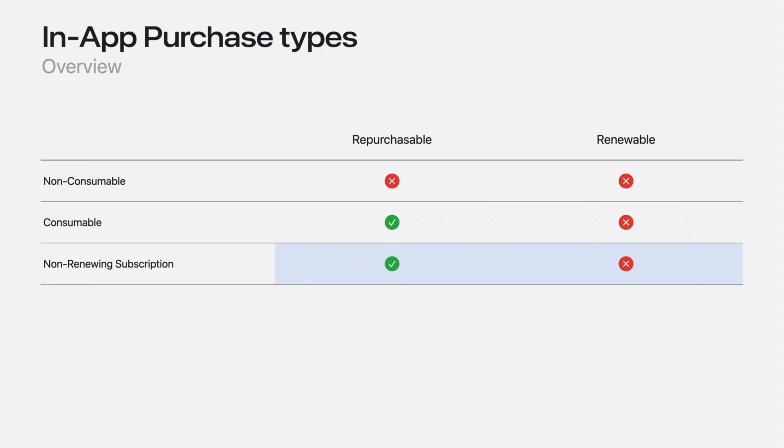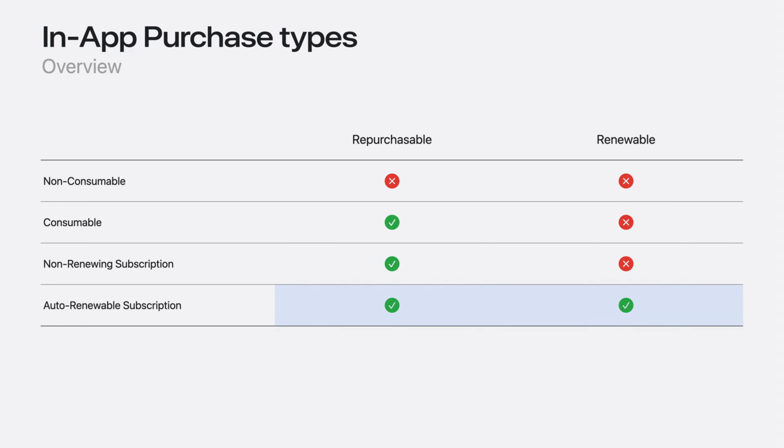Non-renewing subscriptions are similar to consumables. These can be purchased by the customer as their period ends. Auto-renewable subscriptions are your standard subscriptions, which renew on a schedule. They are also repurchasable in the case of renewals or churn. That's a recap of the in-app purchase types.